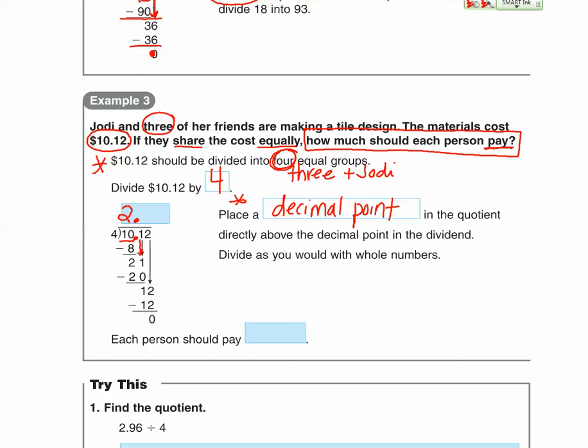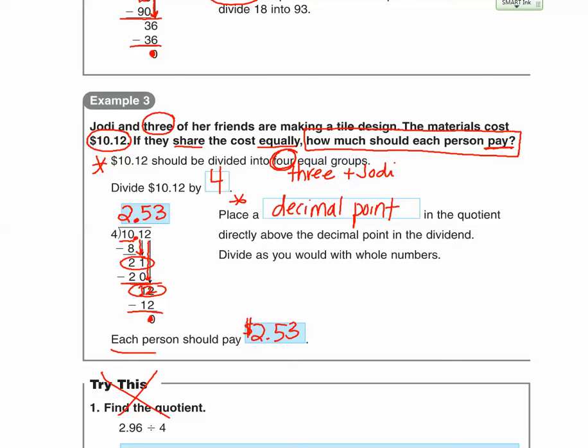Bring down. Start again. How many times does 4 go into 21? 5 whole times. 5 times 4 is 20. Subtract. Bring down. Do it again. Now we're doing 12. How many 4s are into 12? Hopefully you're saying 3. 3 times 4 is 12. Subtract. And I've got nothing left to bring down. So each person is going to have to pay, here are my units, Panthers. Don't forget your units. $2.53.